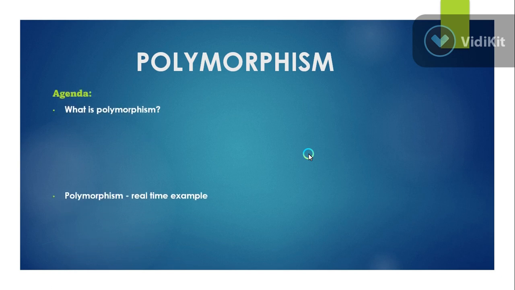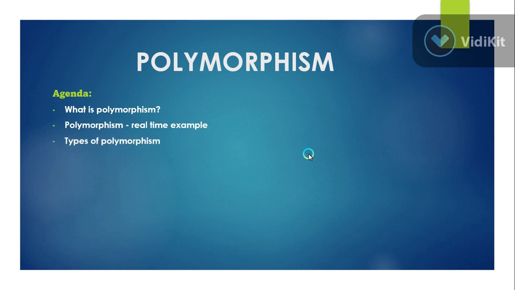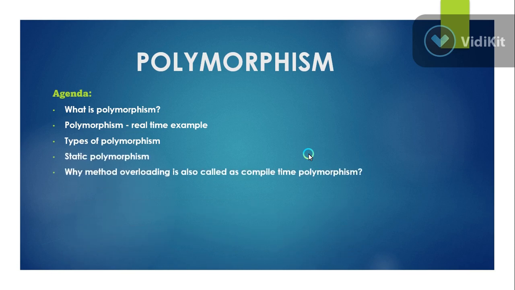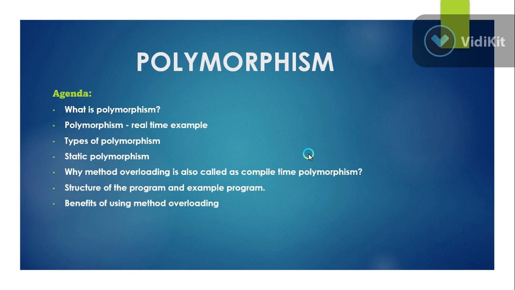What is polymorphism? Polymorphism with a real-time example, types of polymorphism, static polymorphism, why method overloading is also called compile time polymorphism, structure of the program and example program, benefits of using method overloading, and finally interview questions.